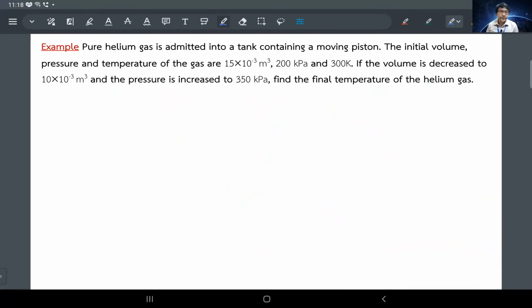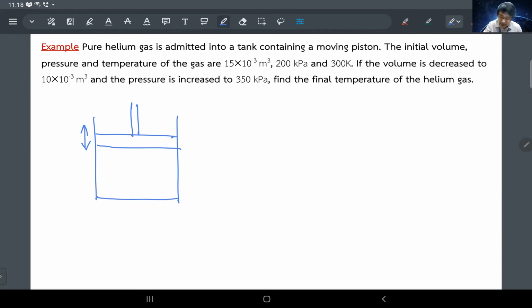So everyone try this. Pure helium gas is admitted into a tank containing a moving piston. Now you have things that can change. Let me draw a piston that can be moved a little bit here, so the volume of this whole thing can be changed. The initial volume, pressure, and temperature of the gas are given. You put the gas in here, and you know the initial states of the gas in this tank. They give you everything: volume, pressure, temperature.